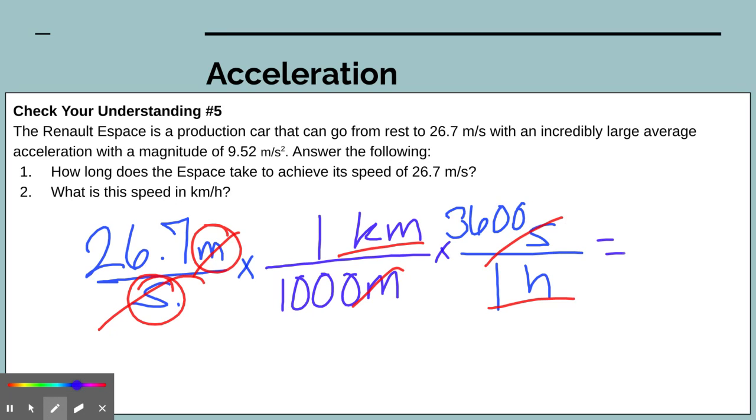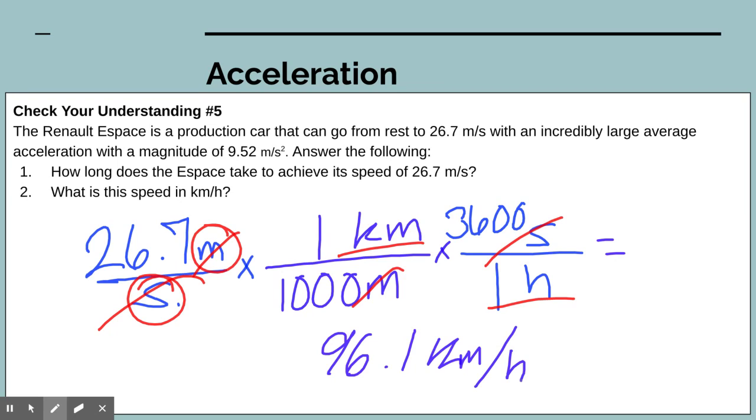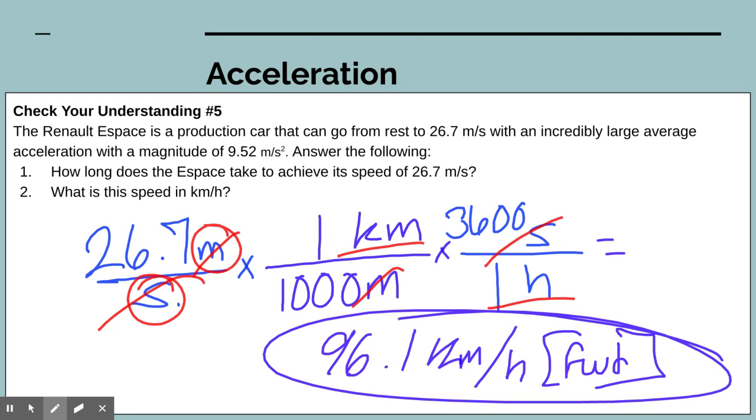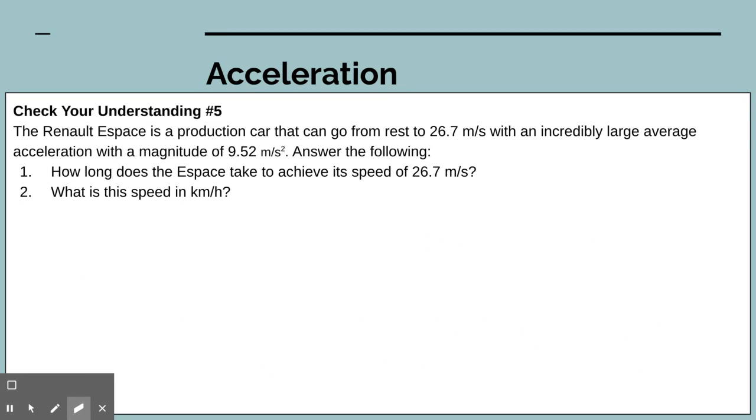All we've got to do is plug it in. And what we should get is 96.1 kilometers per hour. And let's say this is in the forward direction. Here is our new speed, our new velocity. 96.1 kilometers per hour. So good on you if you got that already. So let's keep on moving.